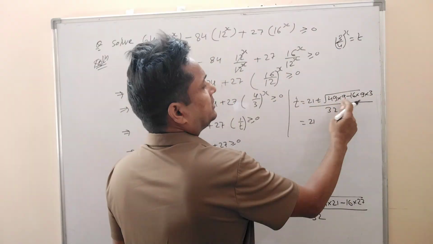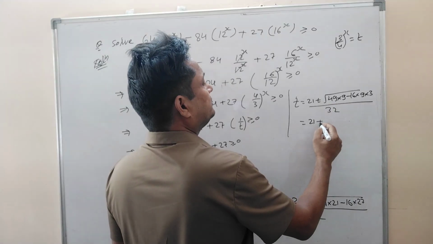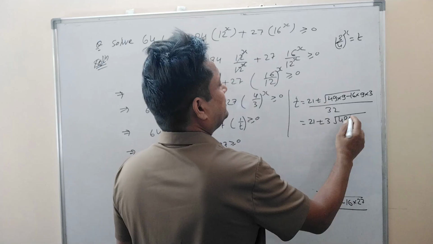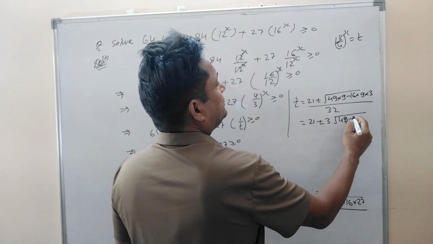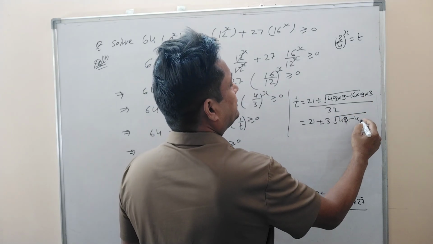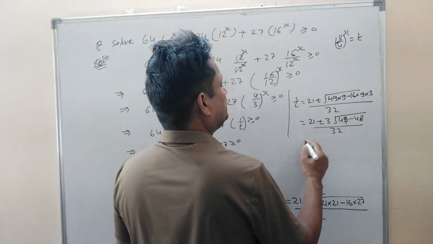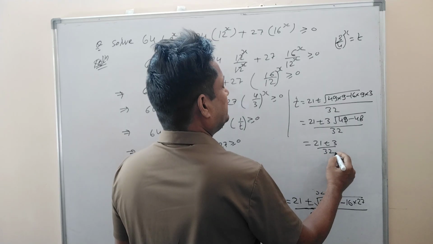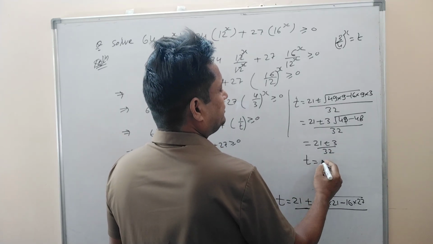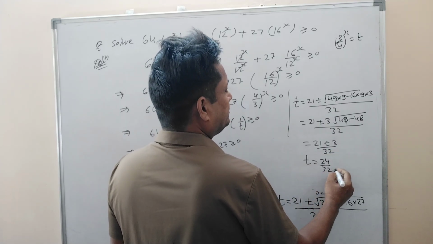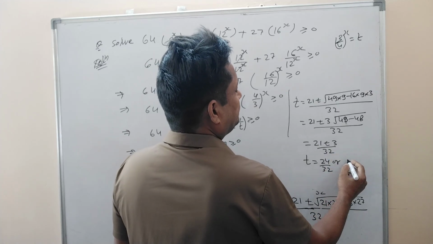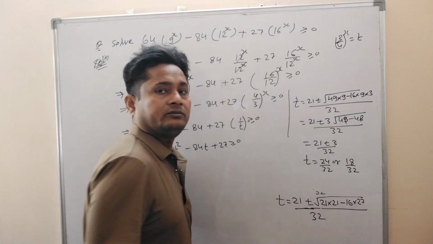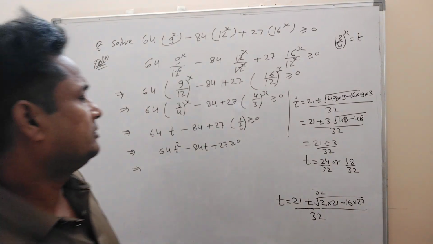So this is 21. Now take 9 outside. So this will be 3 plus minus of 49 minus 48, divided by 32. So this is 21 plus minus 3 divided by 32. So t will be equal to 24 by 32, or if you take minus, then it will be 18 by 32. This is the value of t.